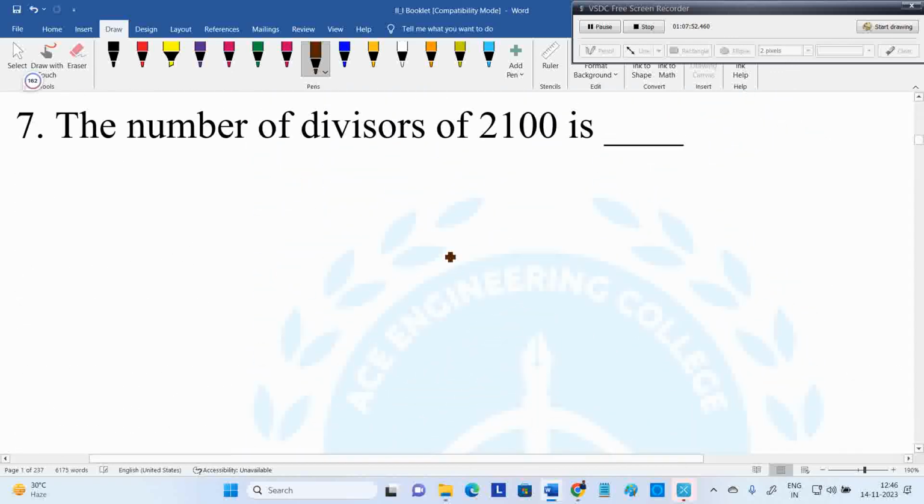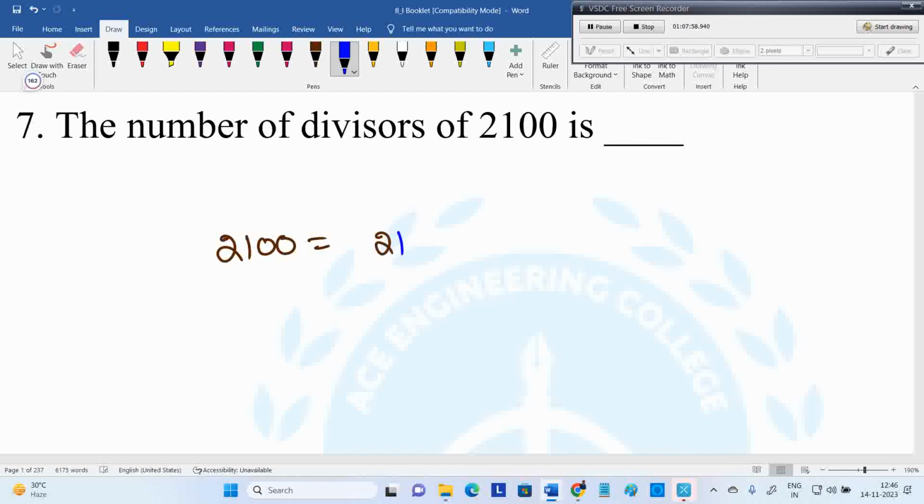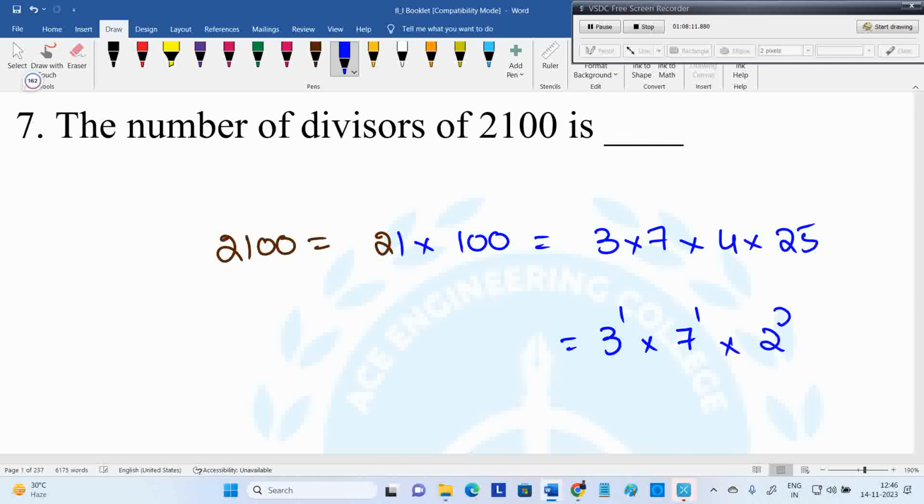For 2100, what is the number of divisors or factors? Your job is to write it as prime number powers. 21 into 100. 21 is 3 into 7, and 100 is 4 into 25. Now you get all the prime number powers: 3 power 1, 7 power 1, 2 square, 5 square.